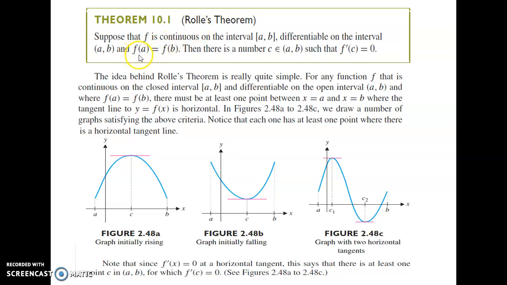So be careful that f(a) is always equal to f(b) in Rolle's theorem. Then f prime c equals 0 for some c between these two. Look at it in the open interval; a and b are not included here.